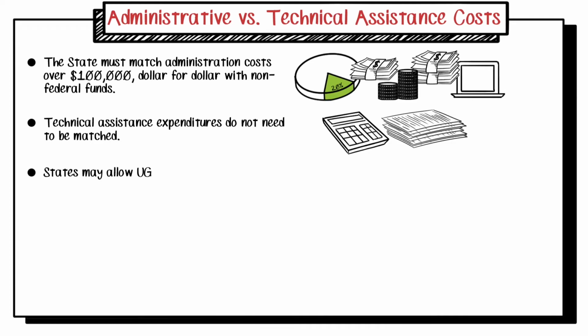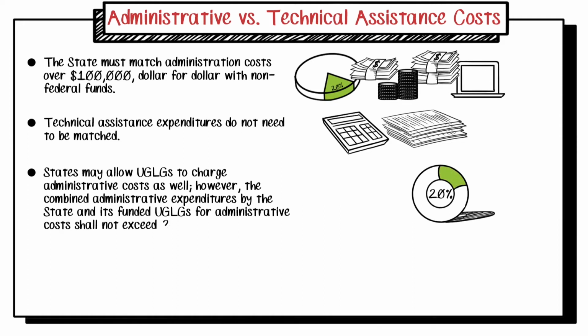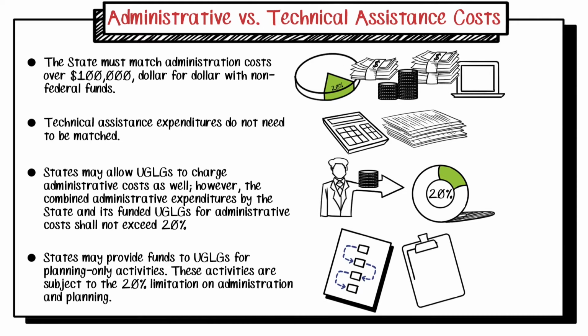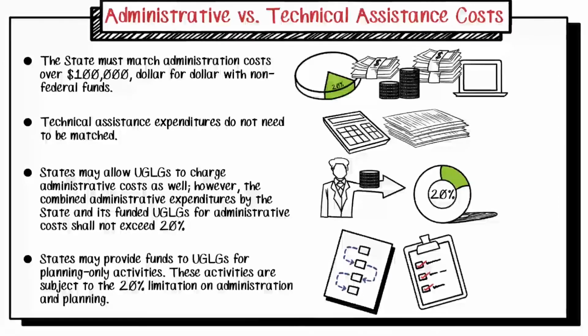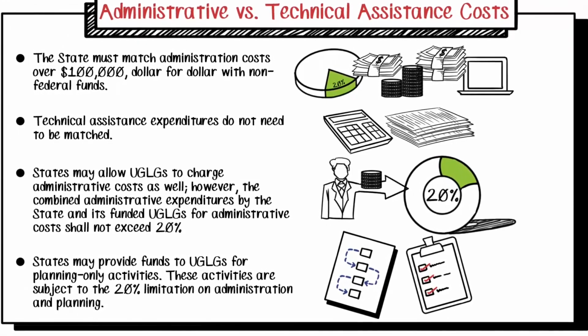States may allow units of general local government to charge administrative costs as well. However, the combined administrative expenditures by the state and its funded units of general local government for administrative costs shall not exceed 20%. For states, planning is an activity that may be undertaken by units of general local government, even if preparing the plan is the only activity and provided that the planned activity meets a CDBG national objective, if that activity was to be funded. The combined amount of administration, technical assistance, and planning activities may not exceed 20% of the grant.